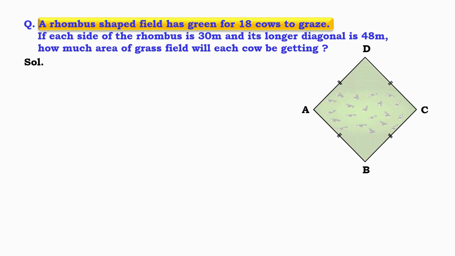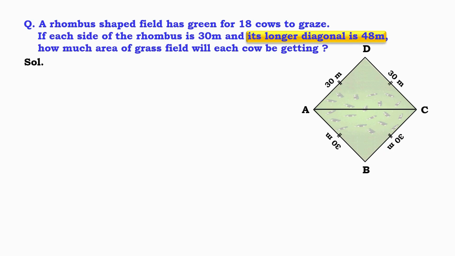Now we know the properties of a rhombus: in a rhombus all four sides are equal, right? Each side of the rhombus is 30 meters, so the side is given, and its longer diagonal is 48 meters. So AB, BC, CD and AD are all 30 meters each, and the longer diagonal, let us consider it as AC, is 48 meters.